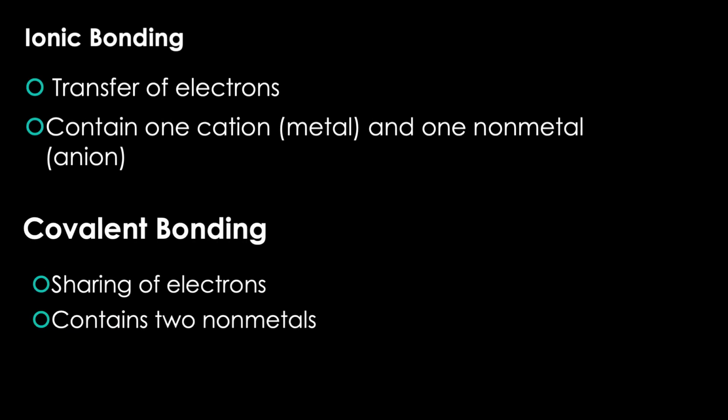So, ionic bonding is the transfer of electrons. They contain one cation, which we know cations are metals, and one nonmetal, which we know nonmetals are anions. And a covalent bond is a sharing of electrons, and they contain two nonmetals. Metallic, we'll talk about a little bit later in this unit, and metallic bonding is between two metals.